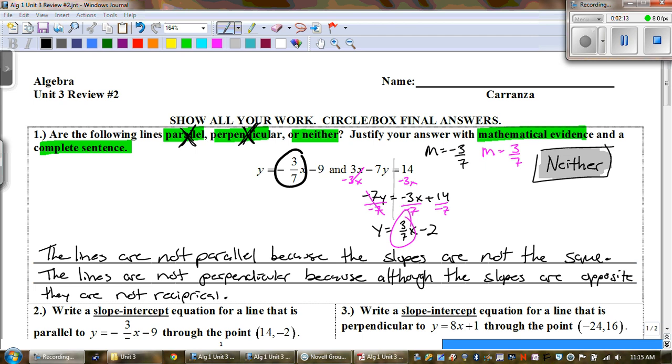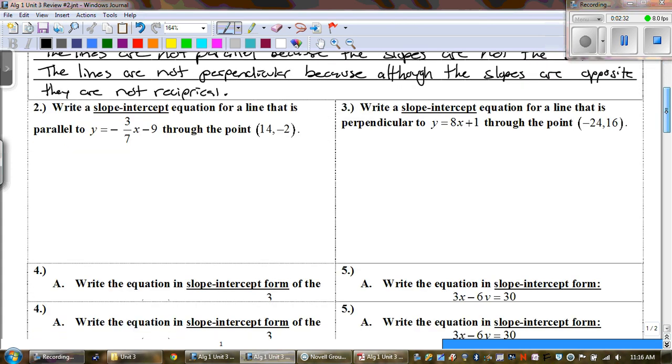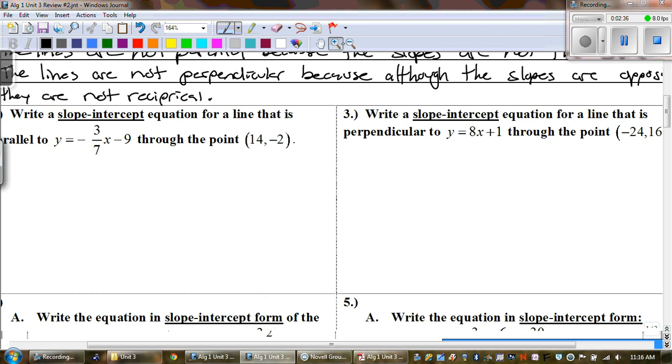Okay, so I'm an overachiever and I wrote a little bit more. But the key thing is the lines are not parallel because their slopes are not the same. And then the lines are not perpendicular because although the slopes are opposite, they're not reciprocal. Okay? So there are two things that you could have written down there. Let's move on down. Looking at number 2.